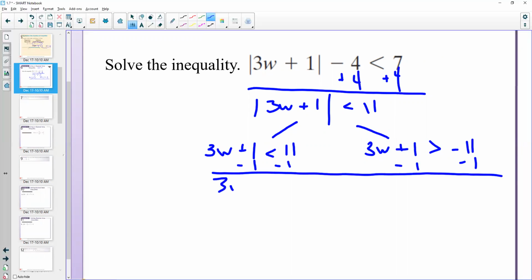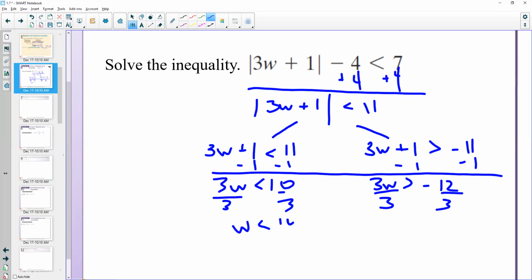Okay, 3w less than 10. 3w greater than negative 12. Divide by 3 everywhere. W is less than 10/3. And w is greater than negative 4. Now I just have to graph that.